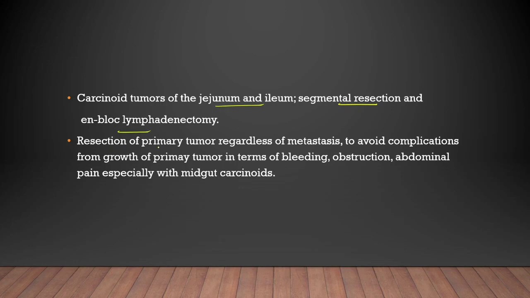And we prefer to do resection of primary tumors regardless of metastasis to avoid the complications from the growth of the primary tumor like bleeding, obstruction, abdominal pain. To avoid these complications, we will do resection of the primary tumor irrespective of metastatic status.